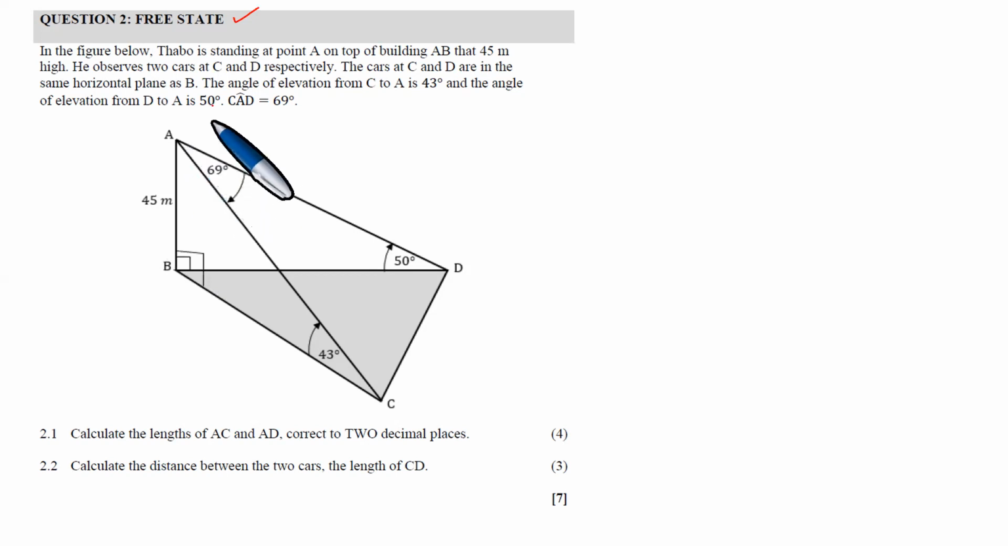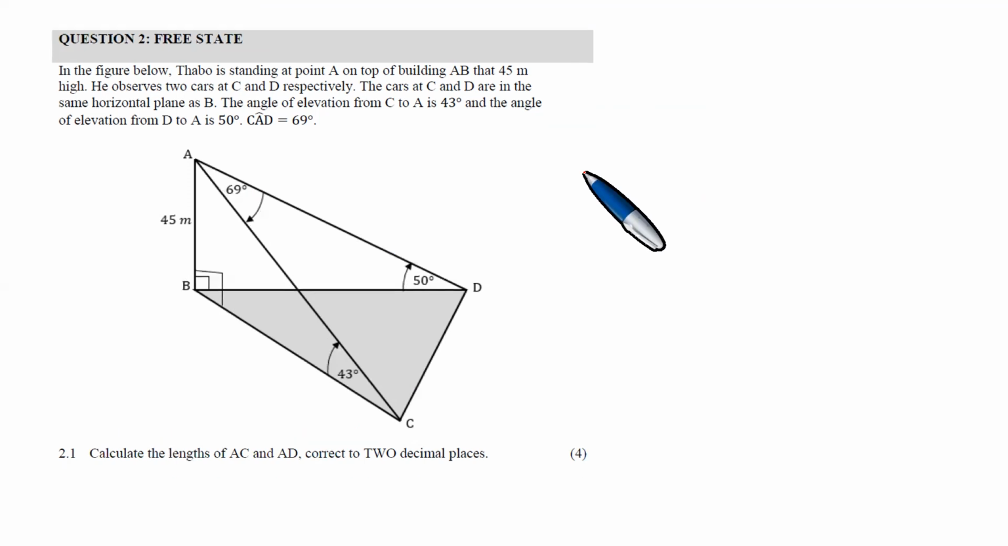Right. The angle of elevation from C to A is 43 degrees. From C to A is exactly 43 degrees. The angle of elevation from D to A is 50 degrees. And angle CAD is equal to 69 degrees. We're looking at the angle CAD. We must be in a position to calculate the lengths of AC and AD correct to 2 decimal places. So we're looking at the length of AC and that of AD. Let's get started.